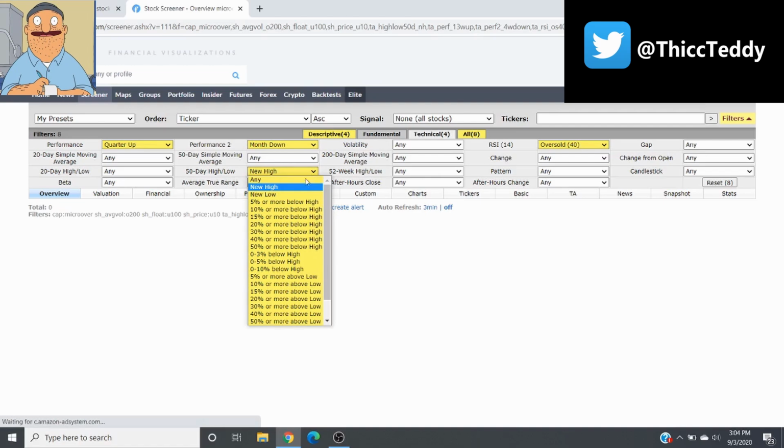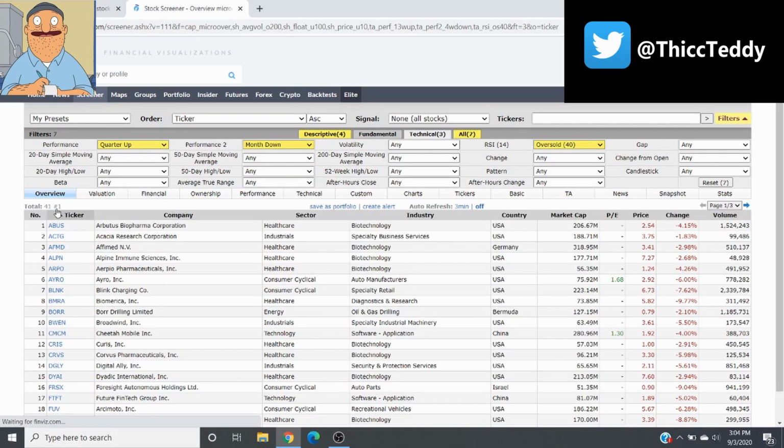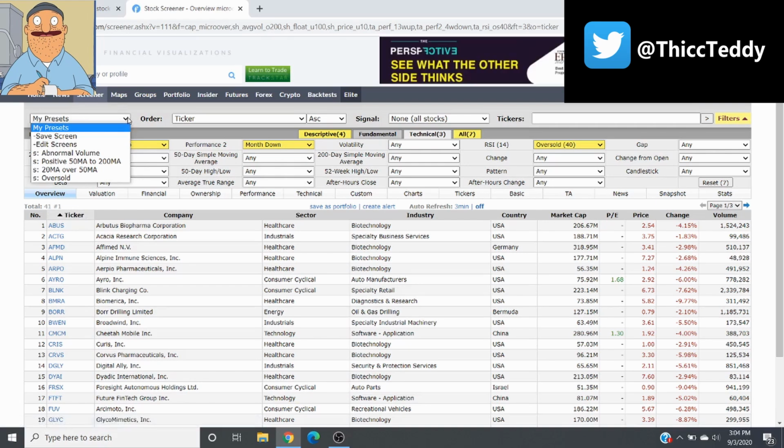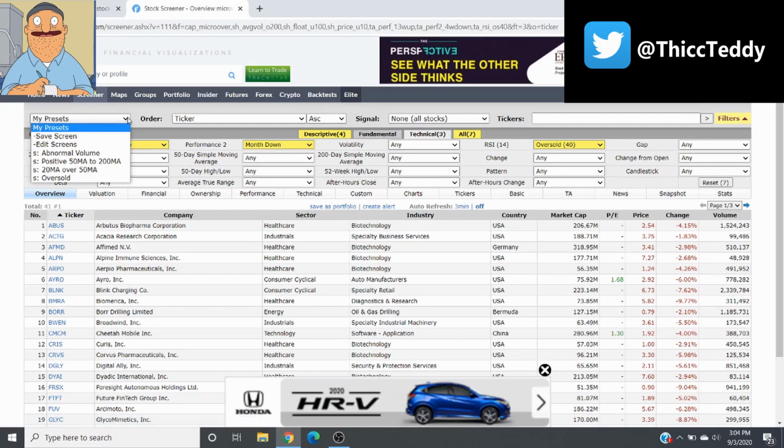You go, oh, we don't want new high. You go to any here, and then now you have 41 tickers. So those are my 4 screens that I think are good beginner screens for anyone who's looking to get into screening, finding their own stocks, and also finding stocks to do DD on.